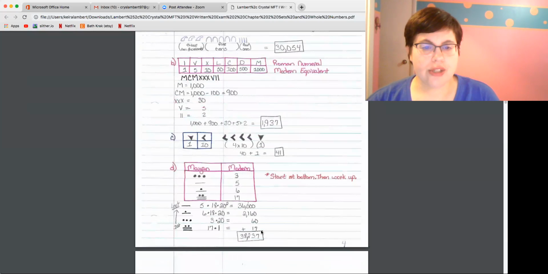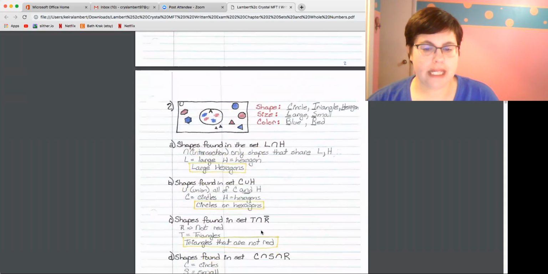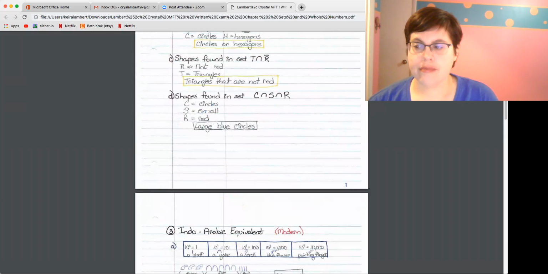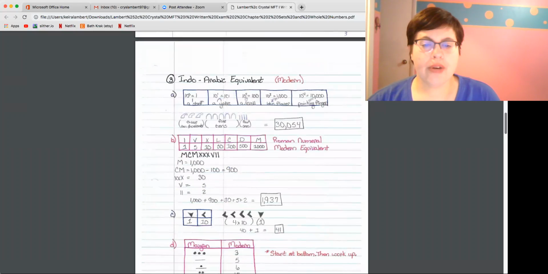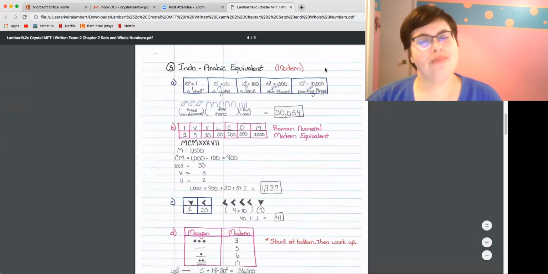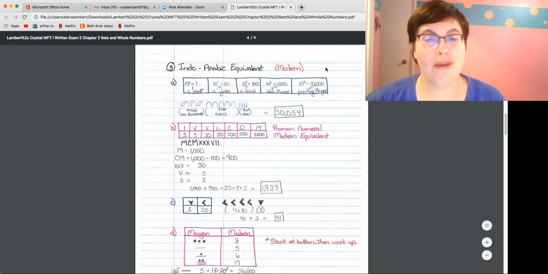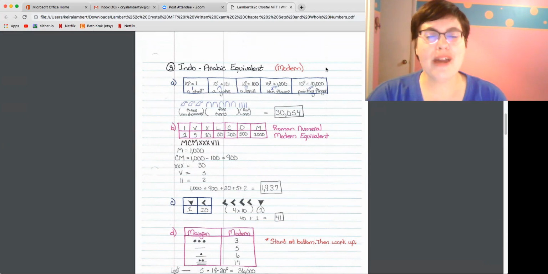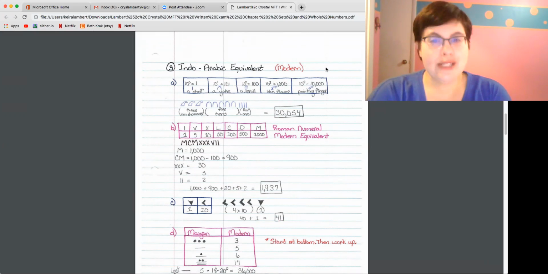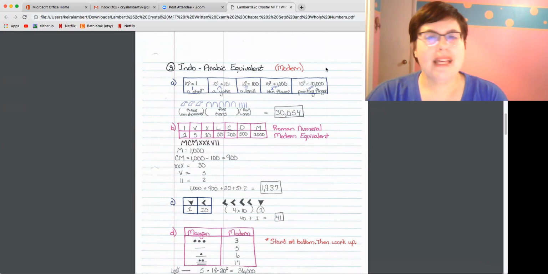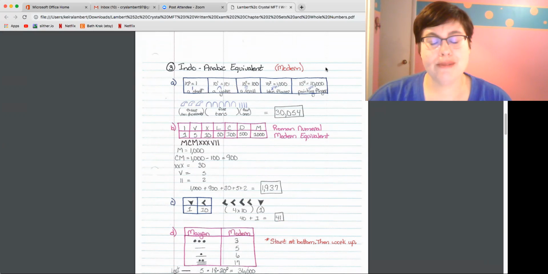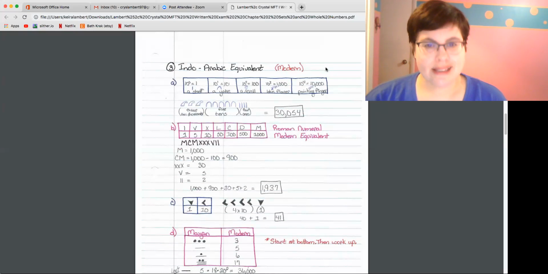Then we get to problem 3. Do not be overwhelmed by this wording. It's Indo-Arabic equivalent. This is what you need to know as a parent or fellow teacher. It's pretty much what we use in modern times. For us, it's what we base our decimal system on, so don't panic.